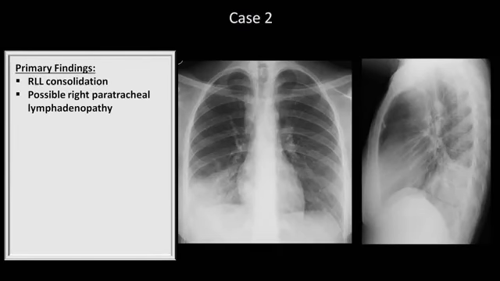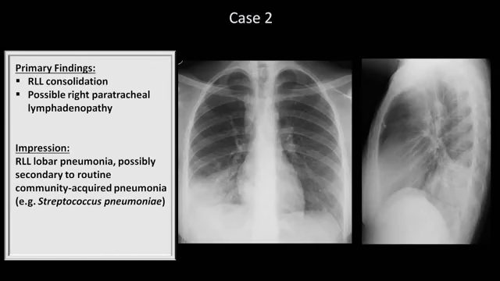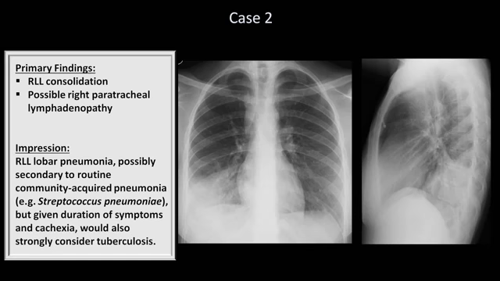The impression, given the patient's history and exam, is that the patient has a right lower lobe lobar pneumonia. Lobar pneumonia is most commonly seen in the context of a community-acquired pneumonia caused by strep pneumoniae or another relatively common pathogen like that. However, in this case, given the relatively long duration of symptoms, cachexia, and recent travel to an endemic area, tuberculosis should also be a strong consideration.